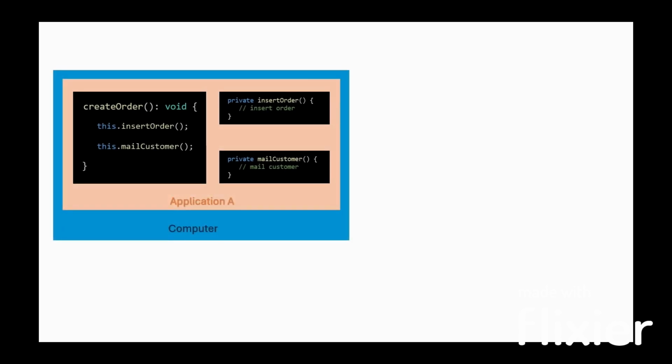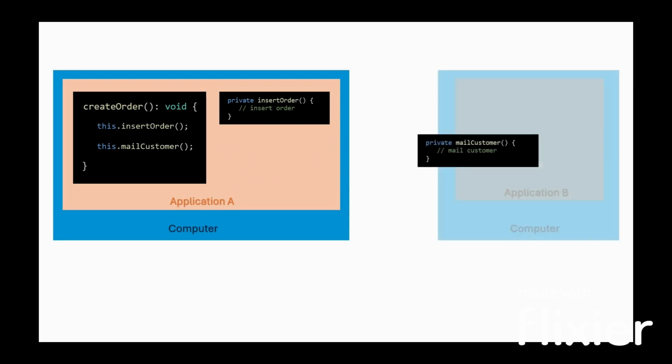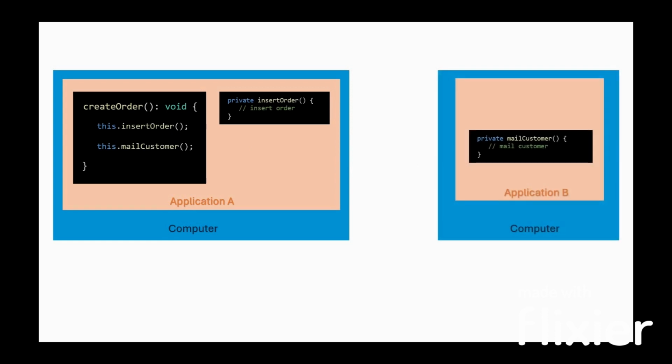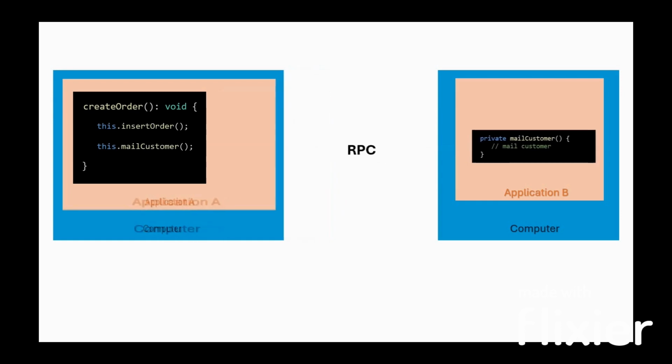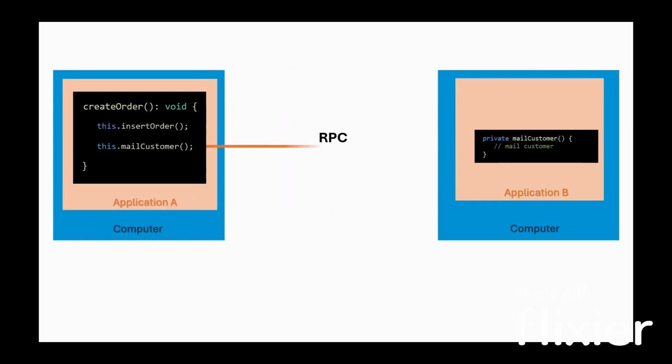However, as your organization expands, the duty of managing notifications may fall to another team. This team deploys the mail customer function in a separate application, which runs on a machine under their supervision. The mail customer function now needs to be executed over the internet, and that is remote procedure call, aka RPC. RPC has been in use for several decades, with the most popular being gRPC, developed by Google.